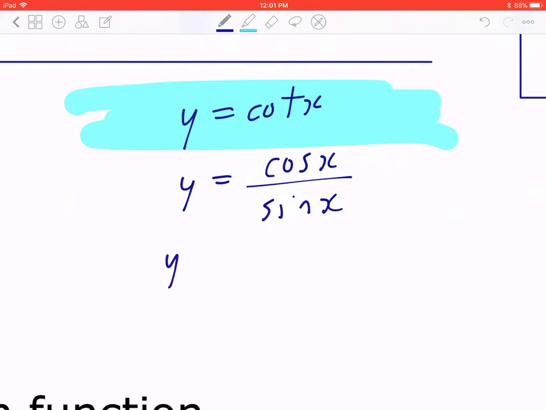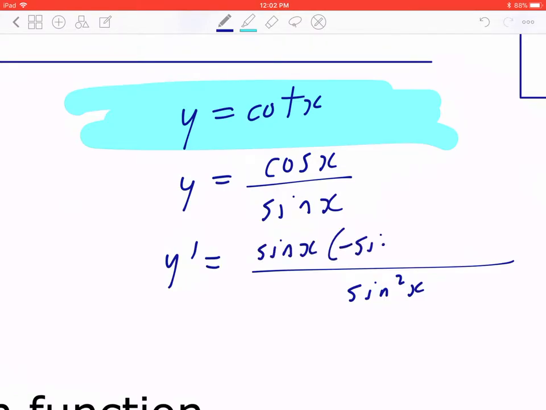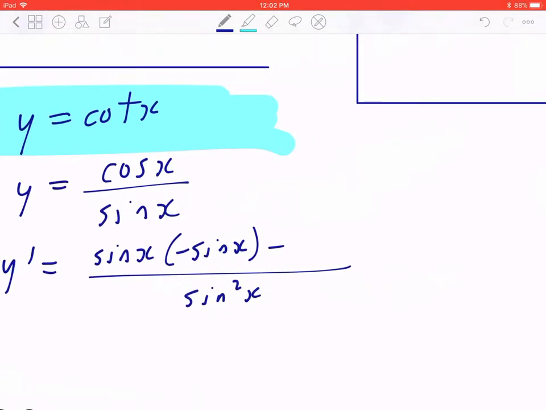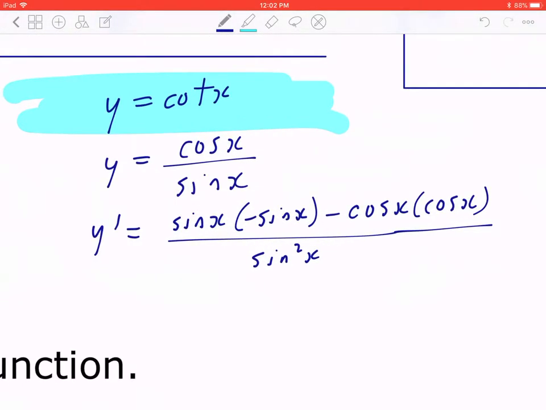Here we go. So y prime equals, there's 6 steps. Step 1, I square the denominator. Step 2, I copy the denominator to the top. Step 3, I multiply by the derivative of cosine, which is negative sine x, minus. Second last step, I copy the top. And the final step, I multiply by the derivative of the bottom.